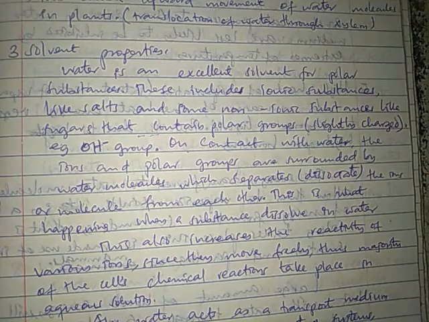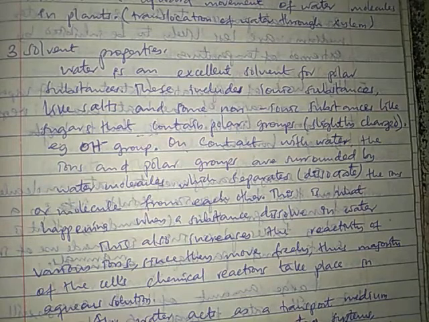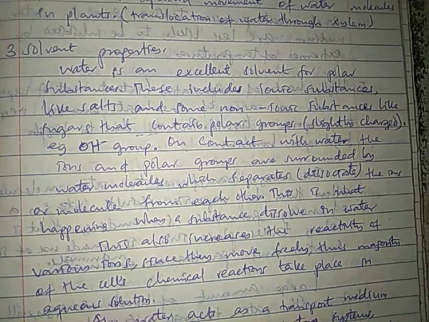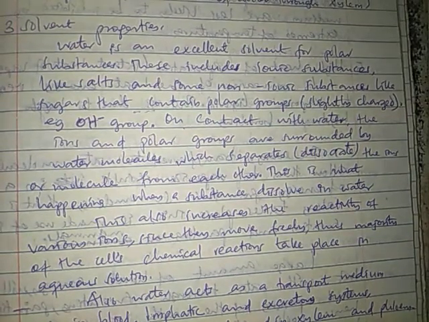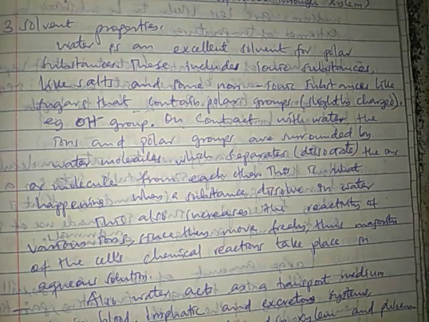These include ionic substances like salts and some non-ionic substances like sugar that contain polar groups, that is slightly charged. Kwa water sometimes inaitwa kama ni universal solvent kwa sababu gani? Ina dissolve many substances. However, haiwezi kudissolve non-polar substances, hasa organic compounds. Organic compounds, they are always soluble in organic compounds.